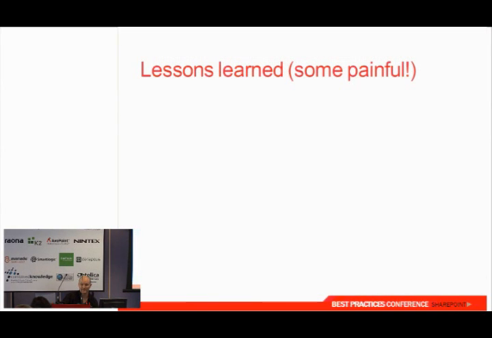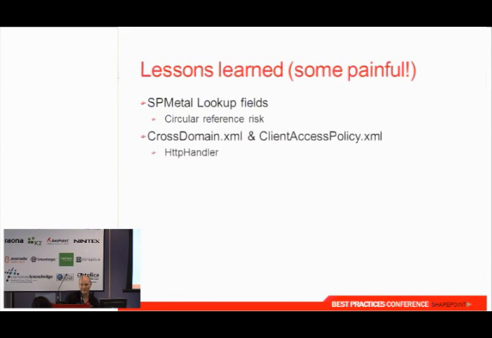Okay, some lessons learned, some of them painful. SP Metal lookup lists. So we had a situation where we were trying to present a data structure that had a bit of a circular reference, so you do need to be aware that it will blindly try and produce these entity relationships that are non-serializable because they've got circular references within them. So it's just something to be aware of. And what we ended up doing was excluding certain columns and getting around it by using ID relationships rather than the entity relationships.